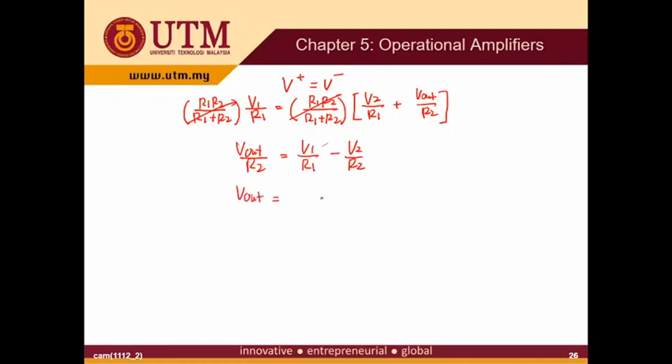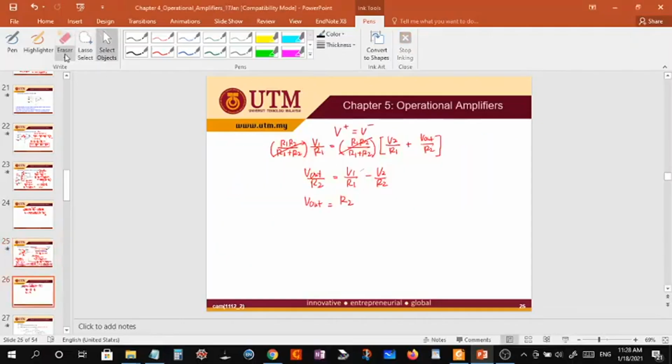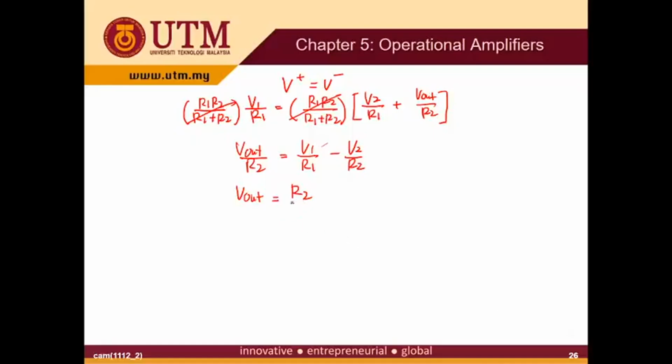So V out is equal to, let me check how we're supposed to write it, okay, there's no negative here. So this is R2 over R1 times (V1 minus V2). So this has been proven.